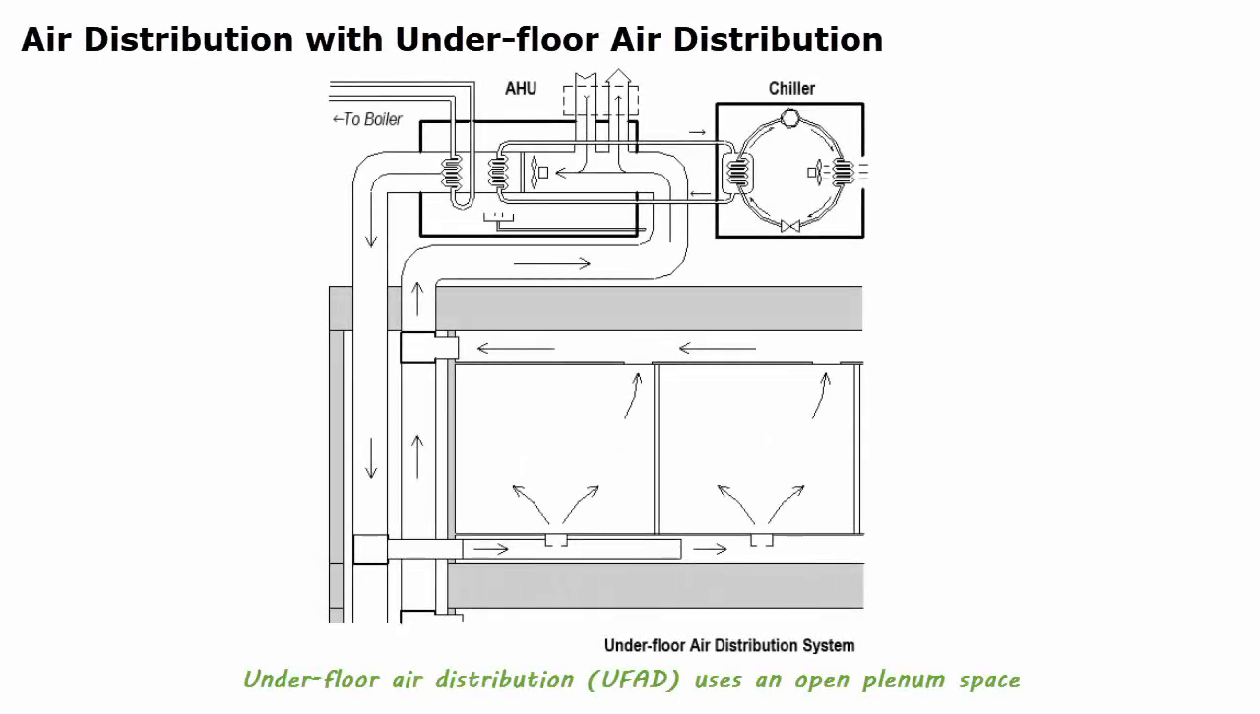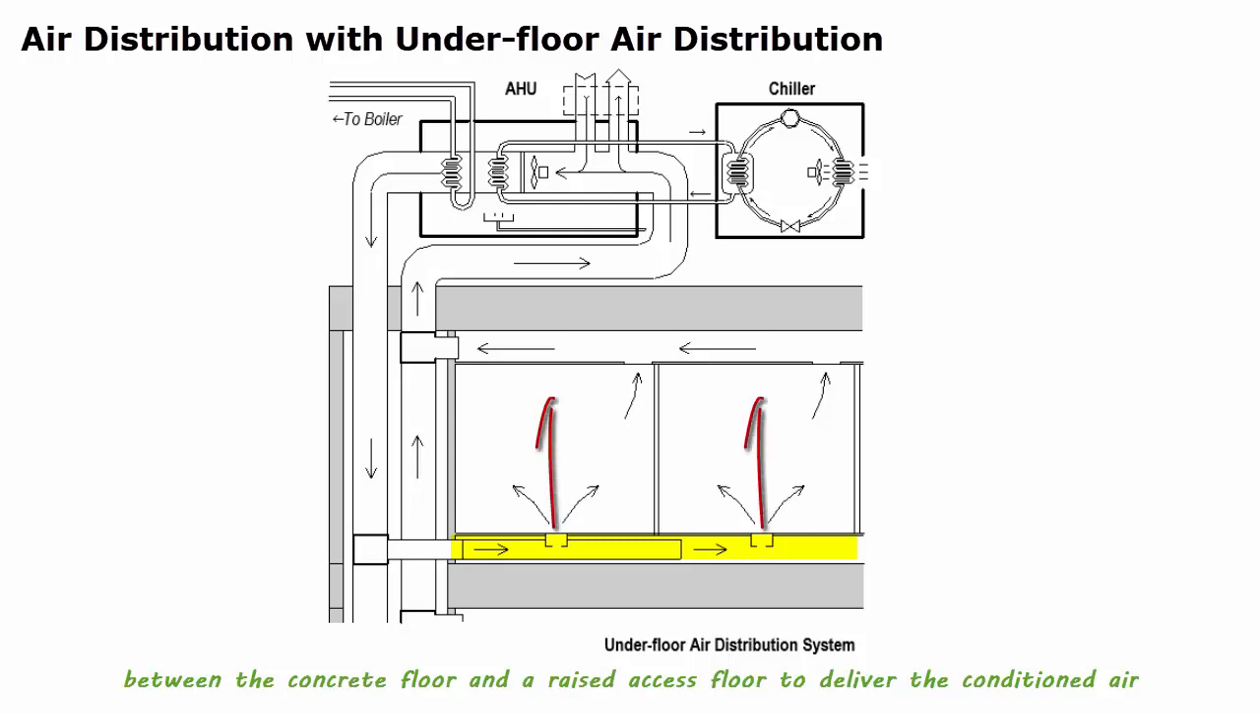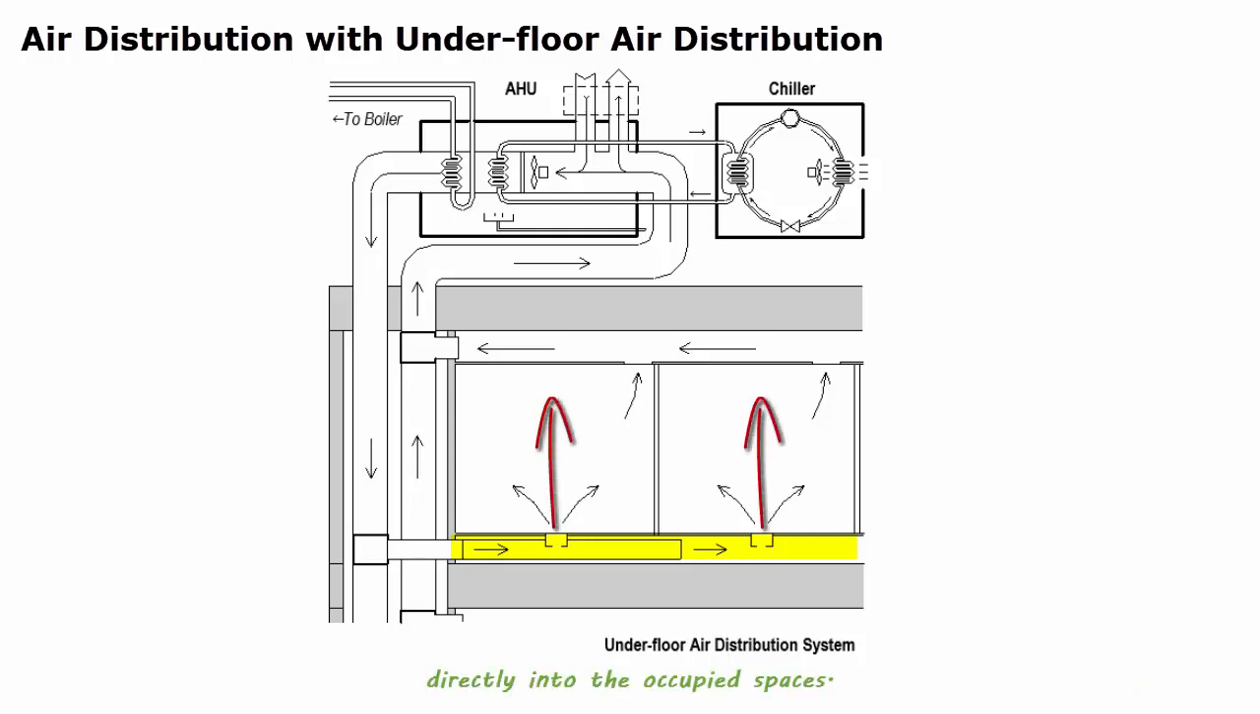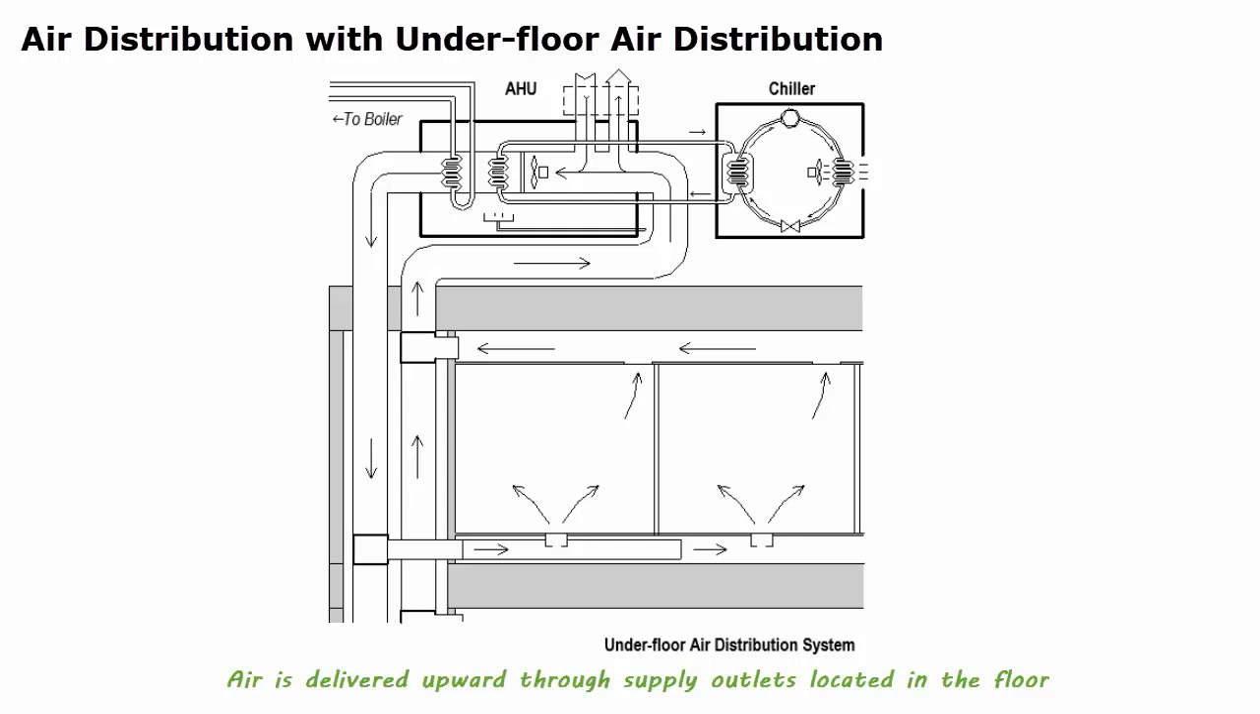Underfloor air distribution (UFAD) uses an open plenum space between the concrete floor and a raised access floor to deliver the conditioned air directly into the occupied spaces. Air is delivered upward through supply outlets located in the floor and returned through the ceiling plenum.